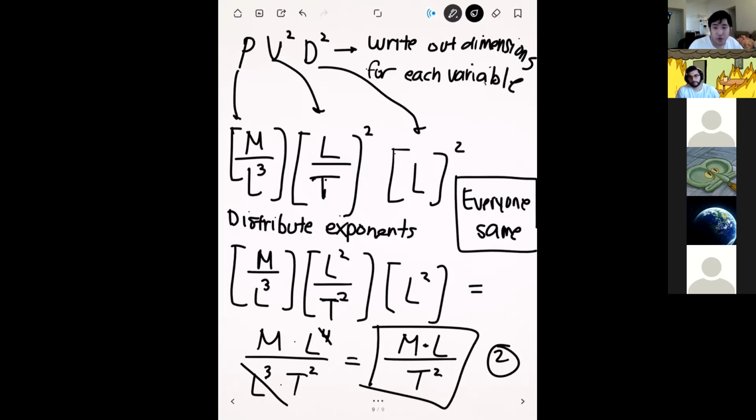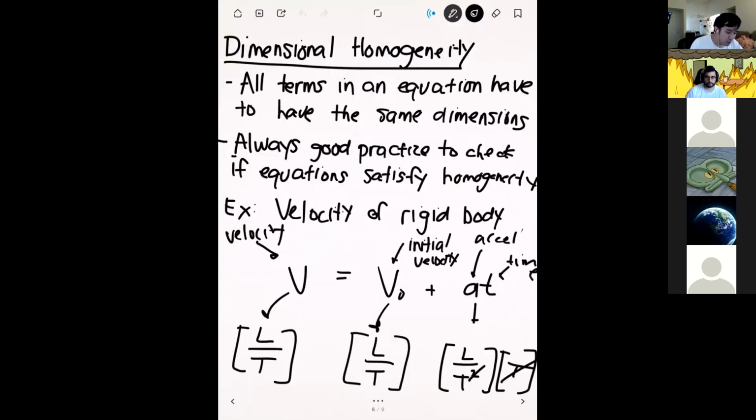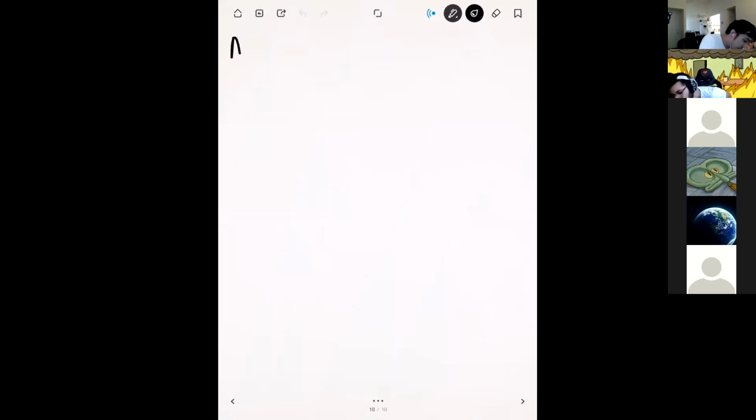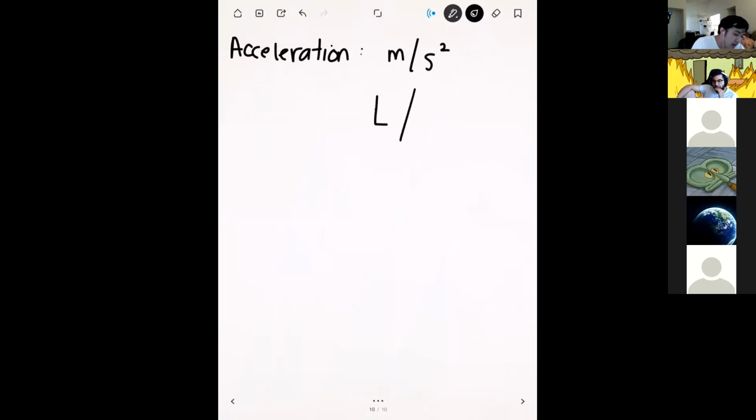Right, so the question is, why is acceleration length over t squared? So if you go to your usual units for acceleration, let's take the SI units for acceleration. So acceleration is meters per second squared. And so if we do the dimensions for this, little m has dimensions of length, and then s stands for seconds. So s squared is going to be big T squared.